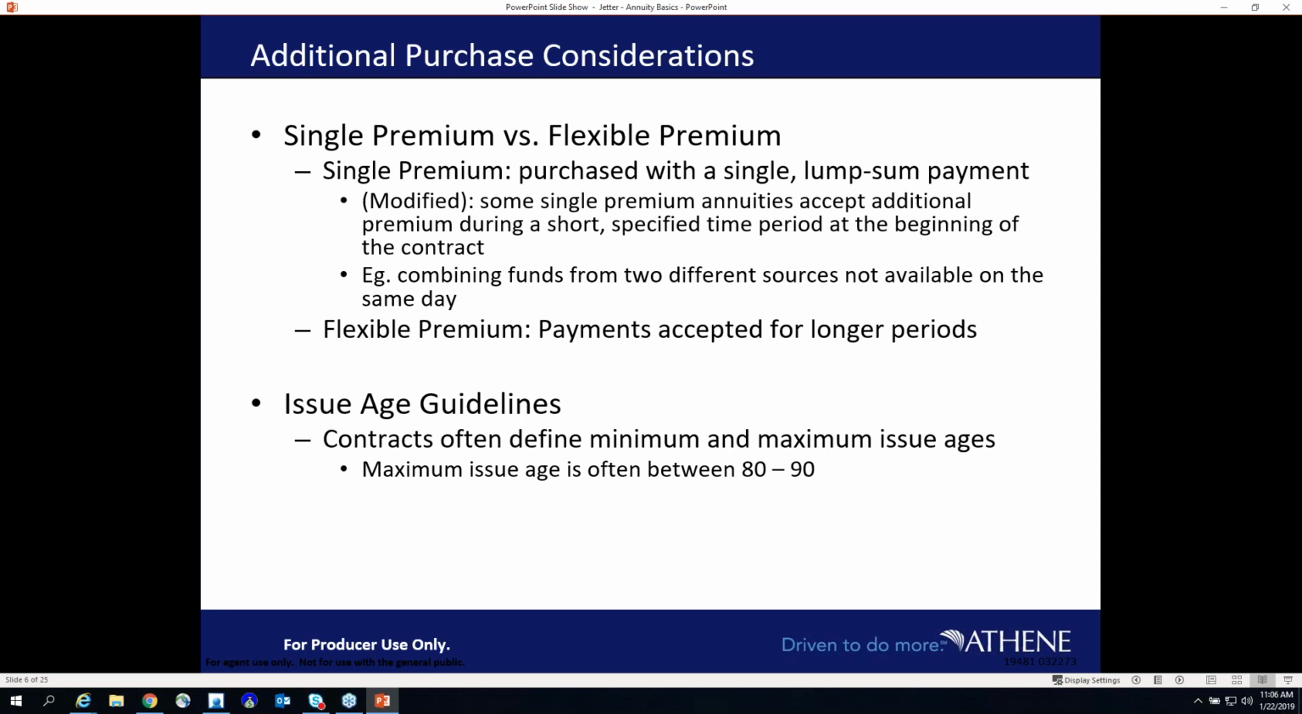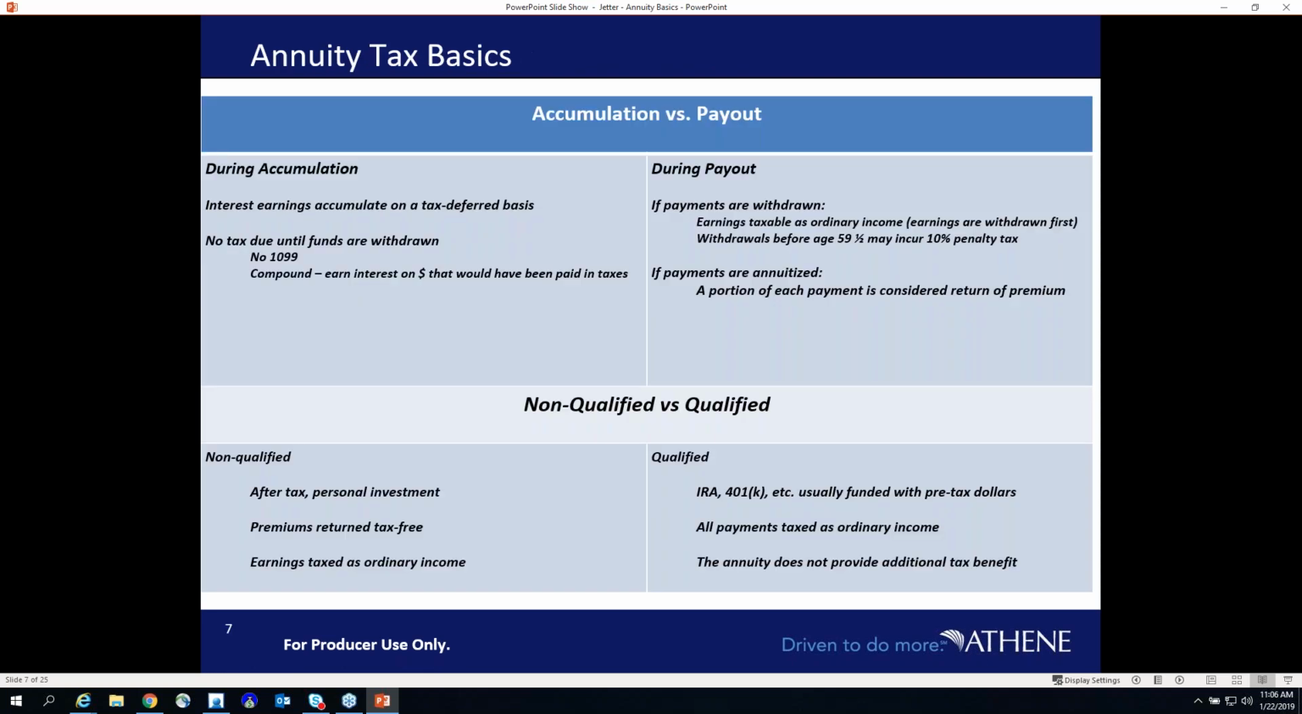So it's always a good idea to make sure that you're looking at a particular state and particular product to find out what issue ages that product will work in that state you're working in. So then let's talk a little bit about annuity tax basics. We're going to take a look at accumulation versus payout.